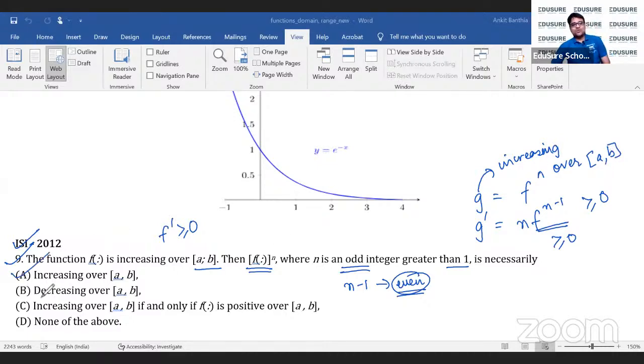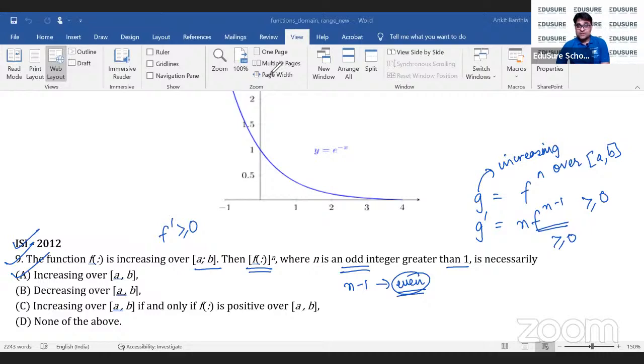Answer is A. Those who have marked C, have you understood why C is not the answer? C is not the answer basically because n is an odd number and n minus 1 becomes an even number. Therefore, f to the power n minus 1 will be greater than or equal to 0. n into f to the power n minus 1 will be overall greater than or equal to 0.